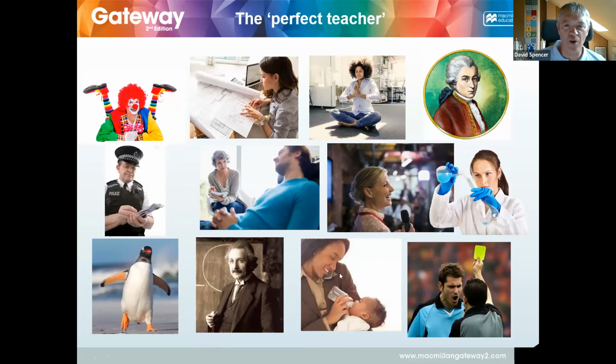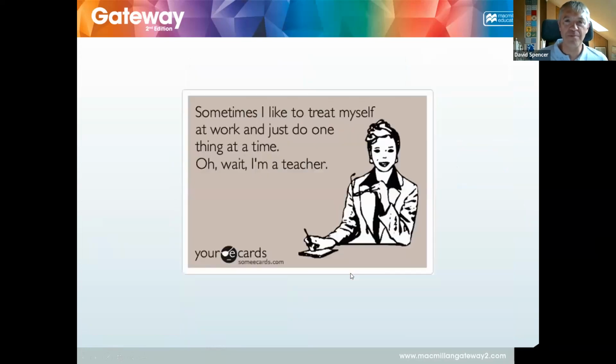I find this quite a funny little cartoon here. Sometimes I like to treat myself at work and just do one thing at a time. Oh, wait, I'm a teacher. Teachers have to do everything at the same time. Maybe if you're working in an office, you can be unhappy and sad and gloomy. Teachers have to be happy. By the way, that's why the penguin was there. The penguin was there for happy feet. So we have to be happy, we have to be relaxed, even when we don't feel relaxed. So that's what we do as teachers, all of those different roles at the same time.